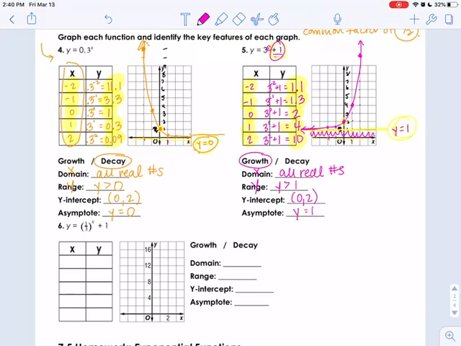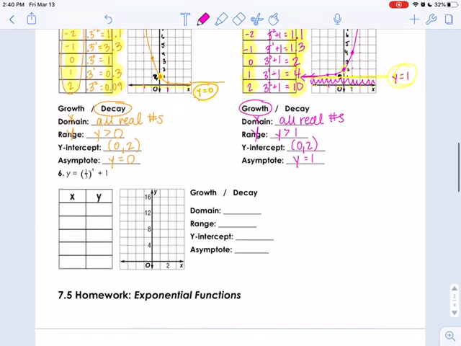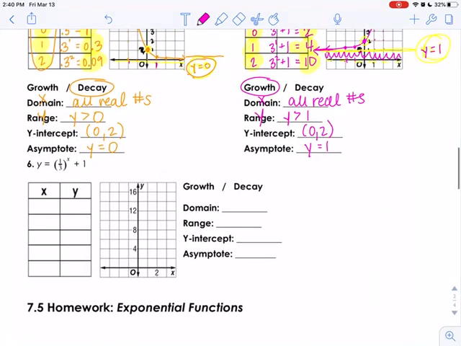And my asymptote is right here at y equals 1. Okay, so we're going to do one more. This is our last one for skills. So we have y equals 1/3 to the x plus 1.